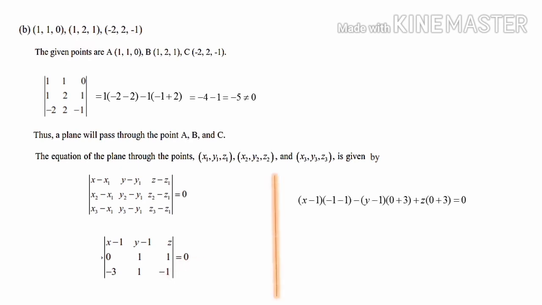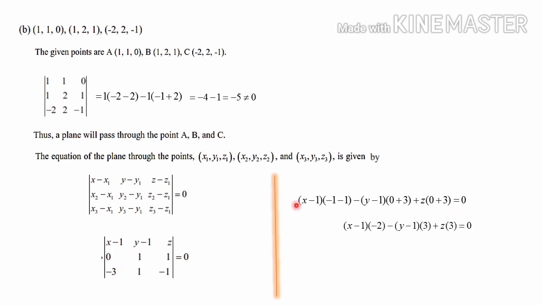Next let's expand it. x minus 1 into, with that row and column gone, 1 into minus 1, that is minus 1, minus 1 into 1, so minus 1 minus 1. Minus the second term, y minus 1, with that row and column gone: 0 into minus 1 is 0, and then 0 into minus 1 is 0; minus into minus is plus, 3 into 1 is 3, so 0 plus 3. Plus the third term, z into, with that row and column gone, 0 into 1 is 0, minus into minus is plus, 3 into 1 is 3, so 0 plus 3, equal to 0. Let's go for the calculation.